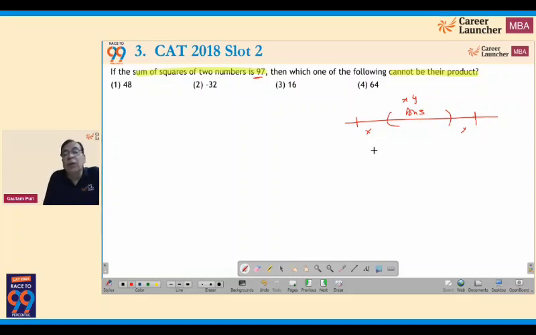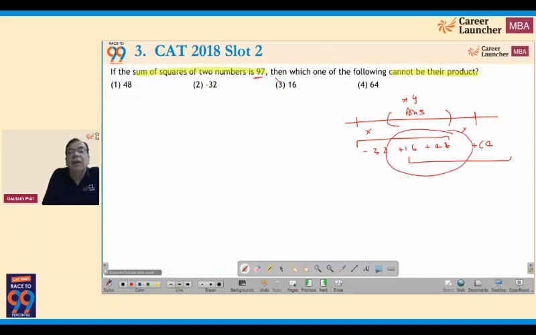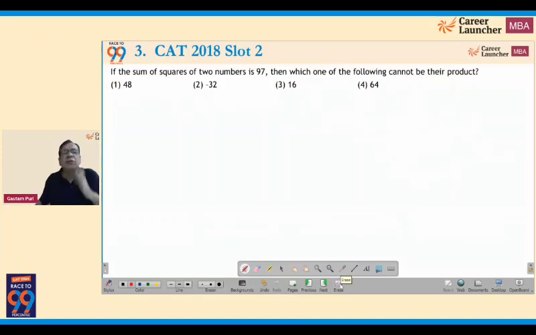So if I look at these 4 numbers, minus 32, plus 16, plus 48, plus 64, these two will satisfy. That means these two cannot be the answer. Invariably, you will end up saying these two cannot be the answer. The answer will be one of these. So in all such questions, please remember, most of the time you will find that the answer will be an extreme choice.